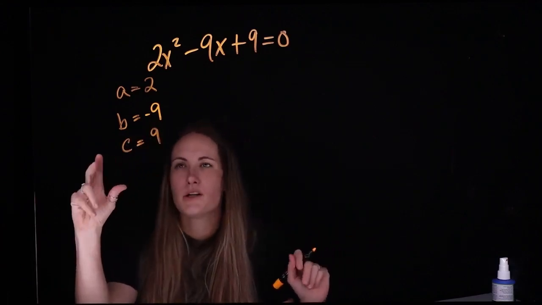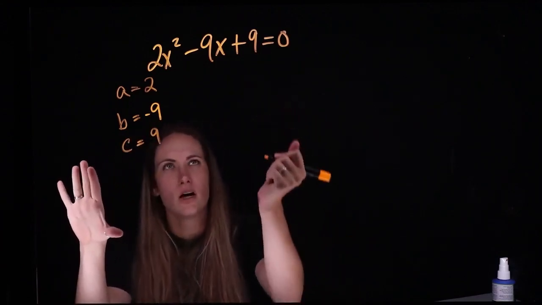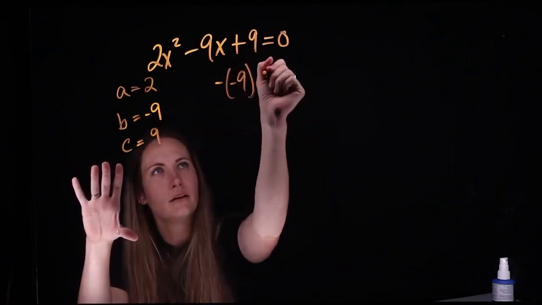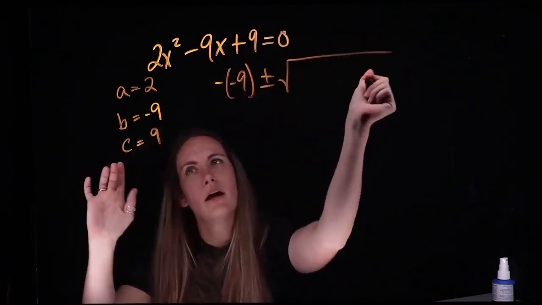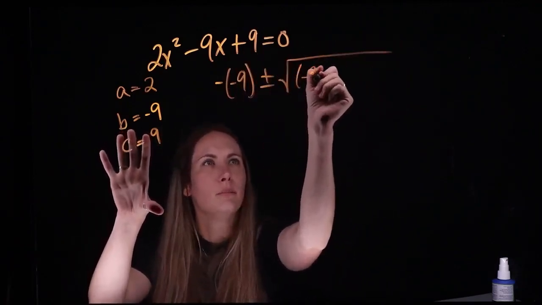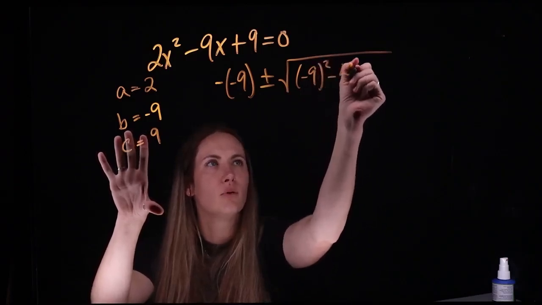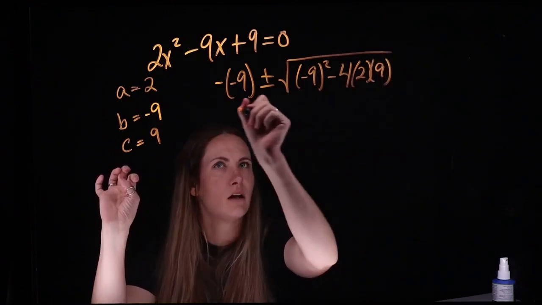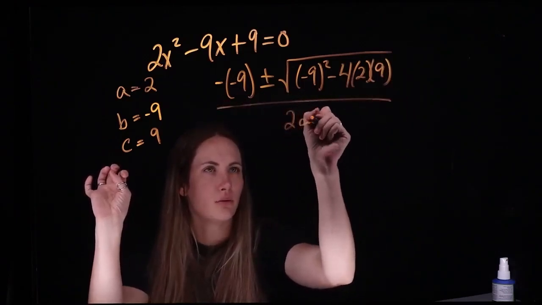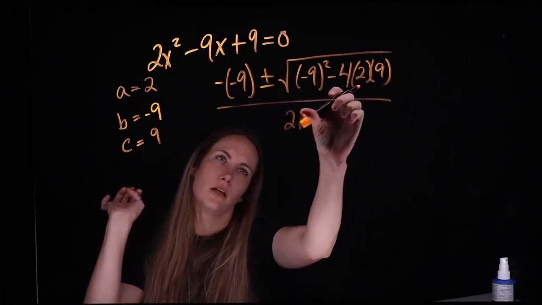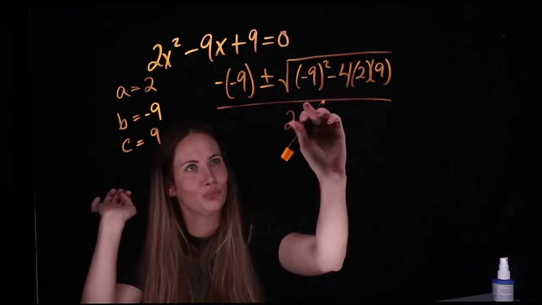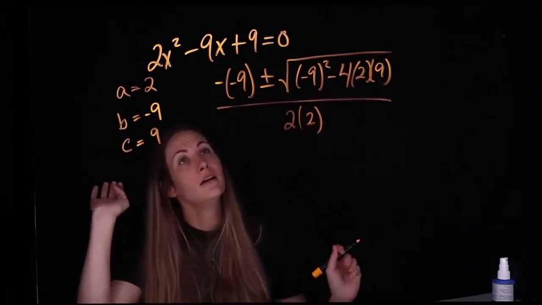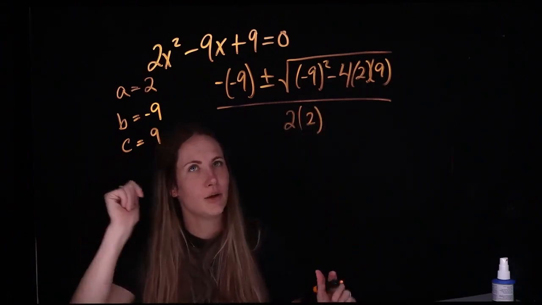Now then, let's put these in the quadratic formula, because that's how they want us to solve this one. So negative b plus or minus the square root of b squared subtract 4 times a times c, all over 2a. And a is 2. There. And if you have your TI, you could type that into it.